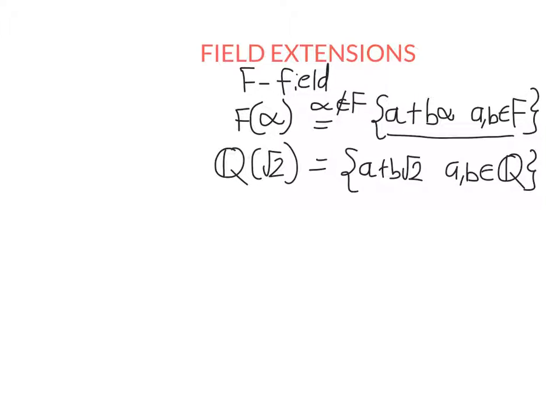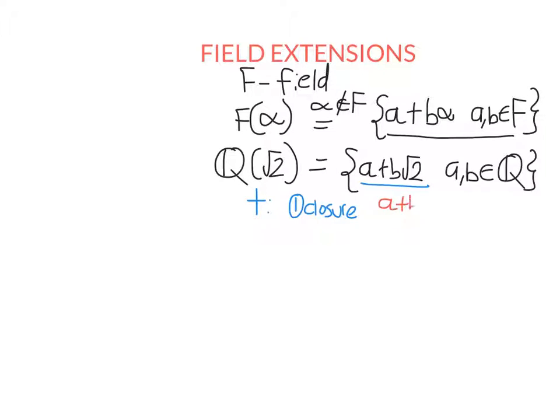So let's go ahead and look at why this would still be a field. Let's first look at it being a group under addition. We want it to be an abelian group. So let's first look at closure. Will this be closed under addition? Well, if you add two numbers of this form together, you'll get another number of that form. Let's look at that more closely.